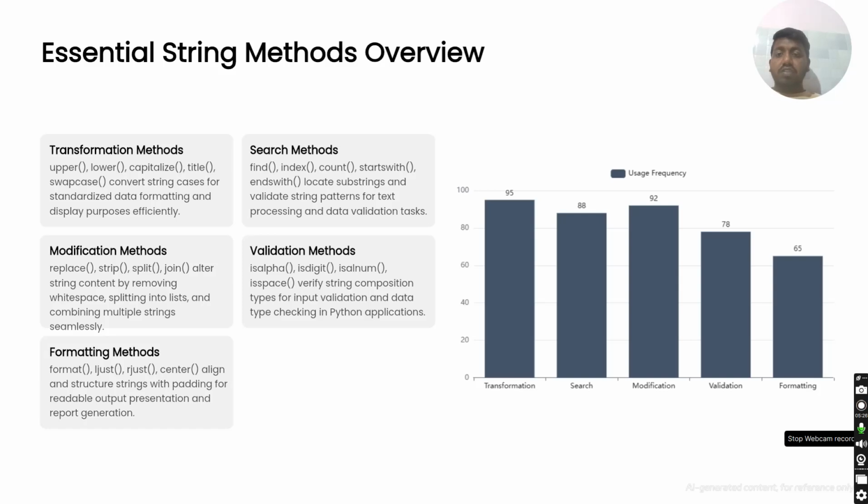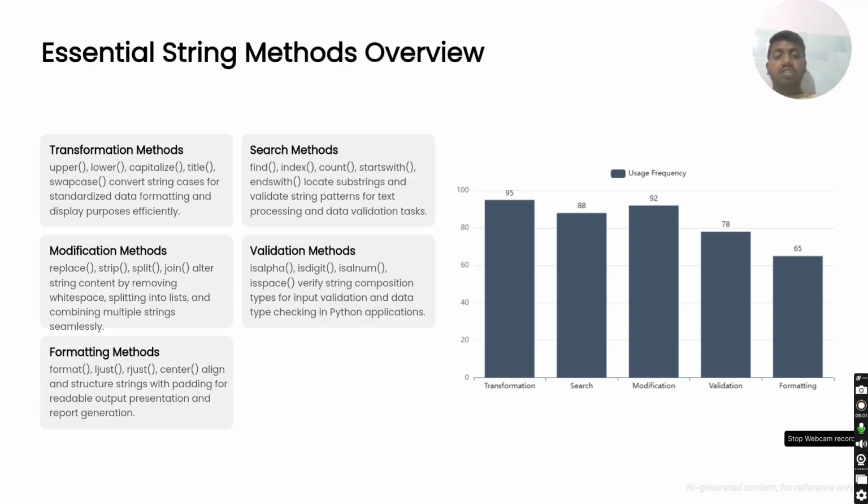So essential string methods overview. The transformation methods include upper, lower, capitalize, title, and swap case, and the search methods include find, index, count, startswith, and endswith. Upper will convert the string into complete uppercase. Lower will convert it into lowercase. Capitalize will make the first character of the string a capital. The title will make it as a title. Swap case means it will change lowercase into uppercase and uppercase into lowercase.